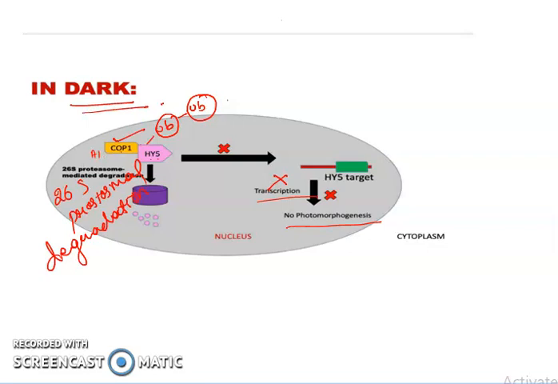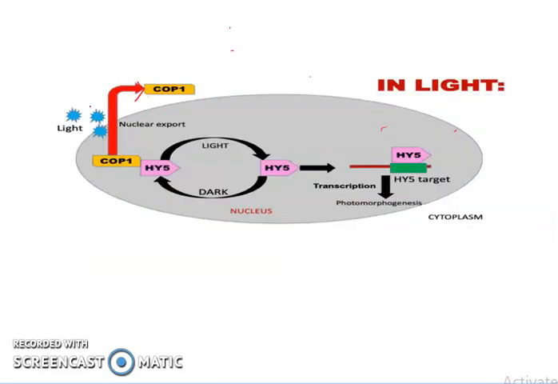Now we will see the condition in the presence of light. We have discussed that PR is converted into PFR during the day condition, and it is a fast process. There are two conditions in the presence of light. The first one is that COP1, which was attached with HY5, will now be transported from the nucleus to the cytoplasm, and it is a slow process.